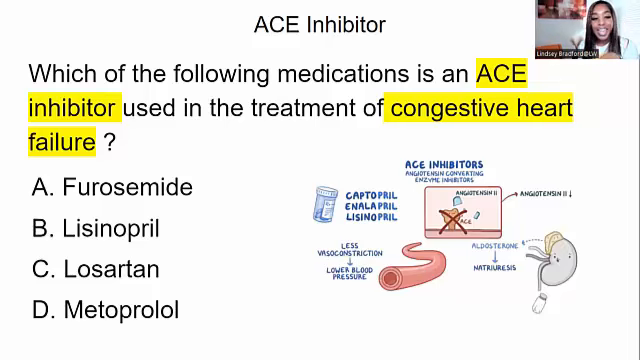Congestive heart failure, CHF. That is the acronym for that. And it says Captopril, Enalapril, and Lisinopril. Captopril, Enalapril, and Lisinopril. Okay, and they're all ending in PRIL. I just told you that earlier, PRIL.